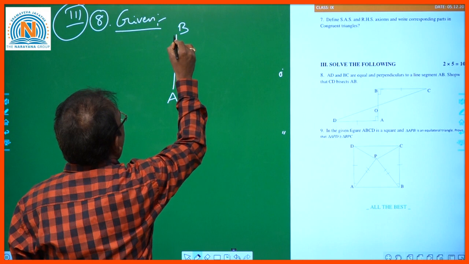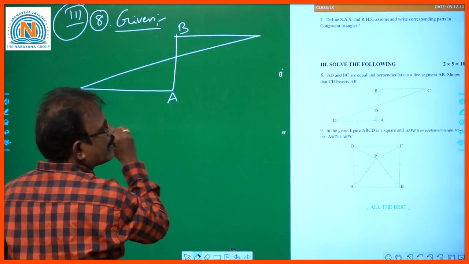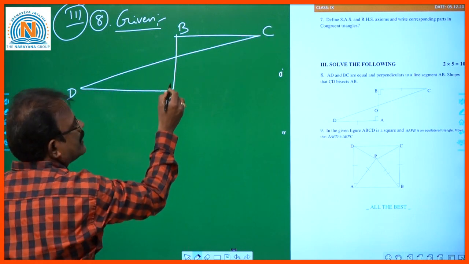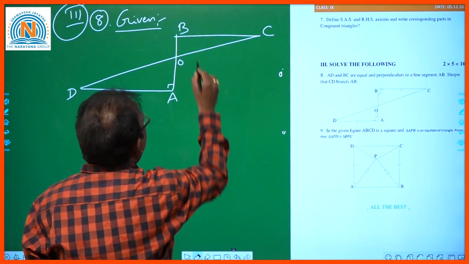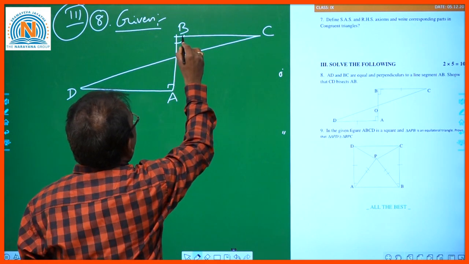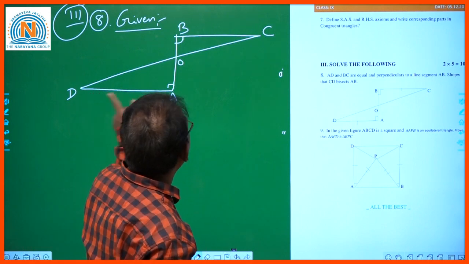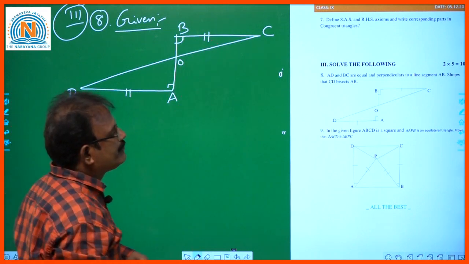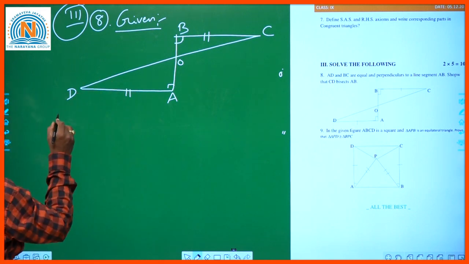See the diagram. A, B, D, C. Here this is O, this is 90 degrees, this is 90 degrees. AD and BC are equal. These two are equal. Then show that CD bisects AB.